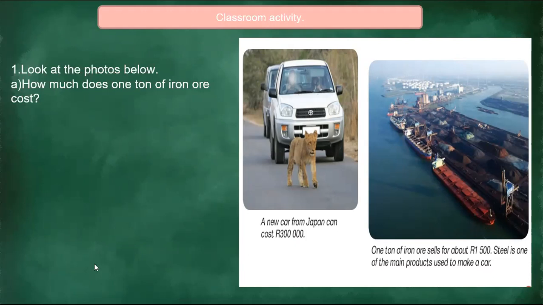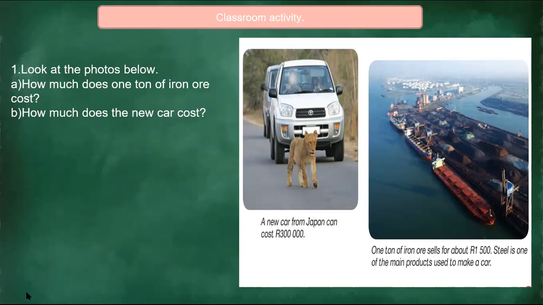How much does the new car cost? A new car costs 300,000 rand. Thank you. That's correct. Clap hands for yourself.